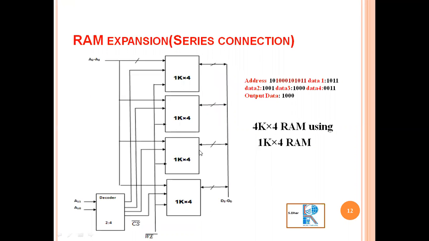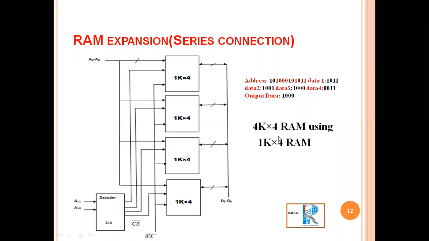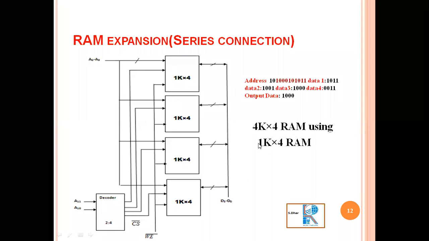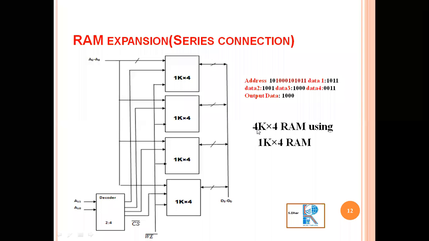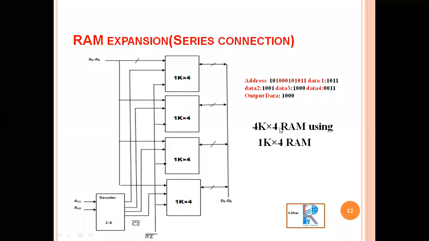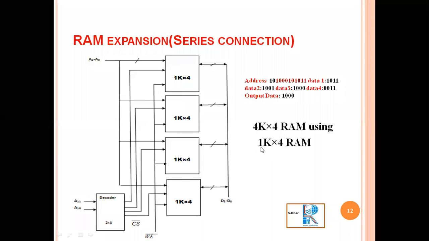Next, suppose we have to make a 4K into 4 RAM using 1K into 4 RAMs. What is the difference from the previous one? The difference is that here we are increasing the address bits, not the data bits. The data bits are 4 in both cases, but the address is 4K here, while it is 1K in the small RAM. Clear?